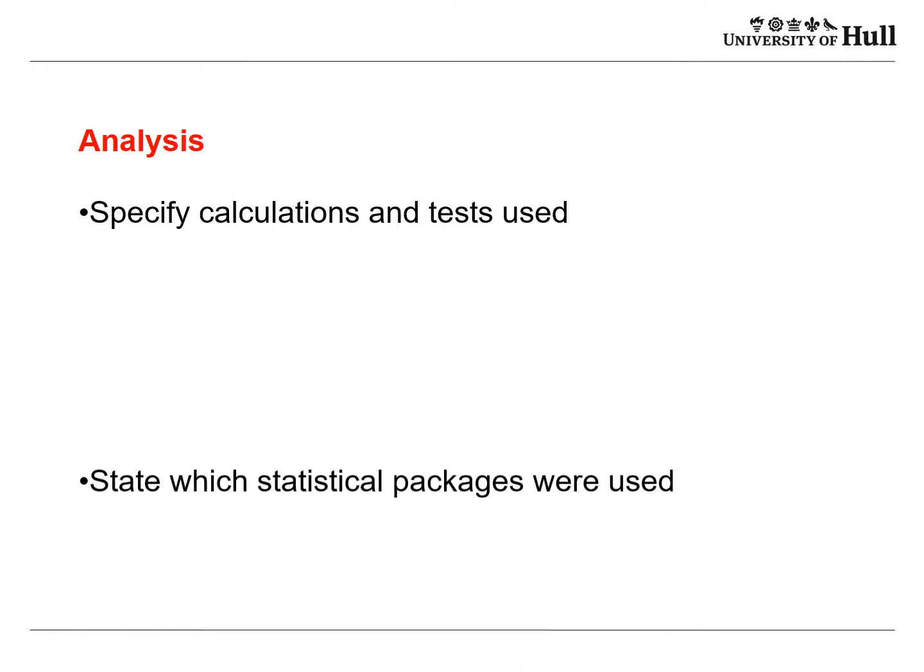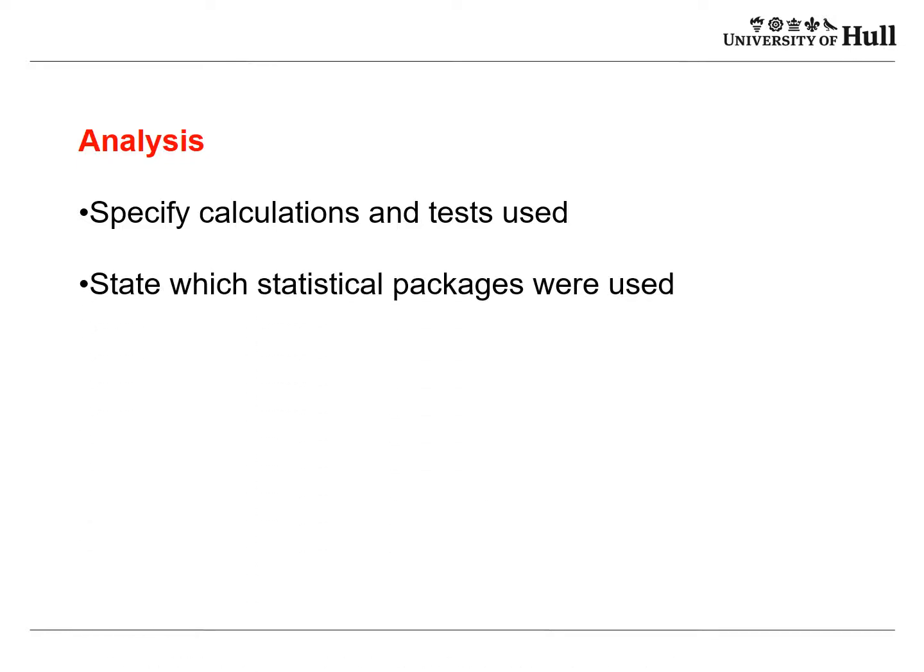For the analysis, clearly they need to specify the tests and the calculations that were used. They can't just present the results without doing this. And they also need, in the case of quantitative articles, to state which statistical packages were used, and they need to give the version, because statistical packages do evolve over time and some of them give slightly different results, and if the article's been reviewed by a statistician, they need to know that.